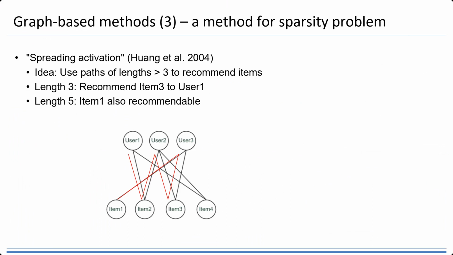It will go to the user. Okay. It will go to the user. So we cannot recommend any items. So the length to be odd number. This is also one limitation of the graph-based methods.